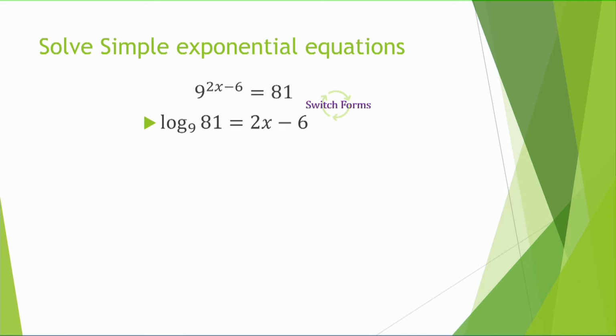So we know what power of 9 gives us 81, and hopefully you know that's 2. So 2 equals 2x minus 6. It's a regular multi-step equation. So we're going to add 6 to both sides.